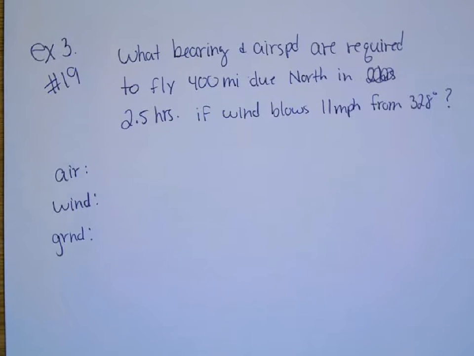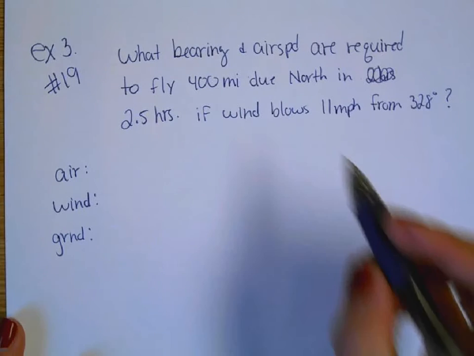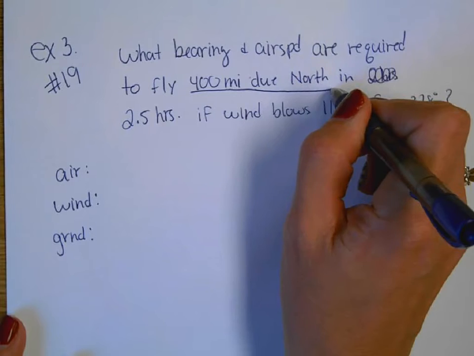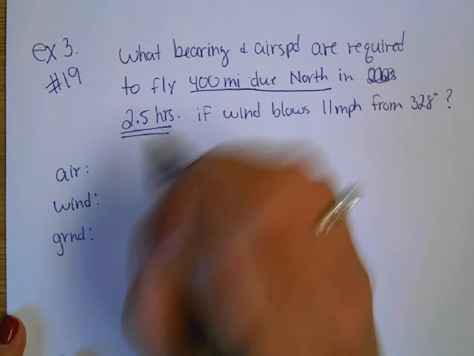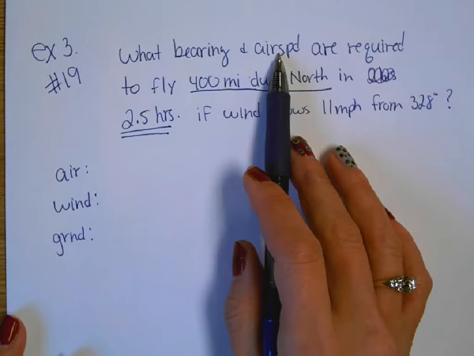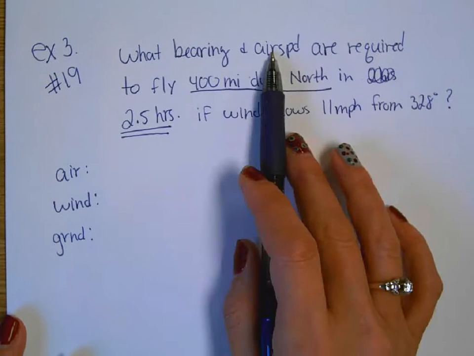Okay, they weren't really nice to us on this one. But this is flying 400 miles due north in 2.5 hours. First of all, what vector is that? Ground speed. And why did you pick ground speed? Because we know that. Because it's asking for airspeed, so I know it's not the airspeed.